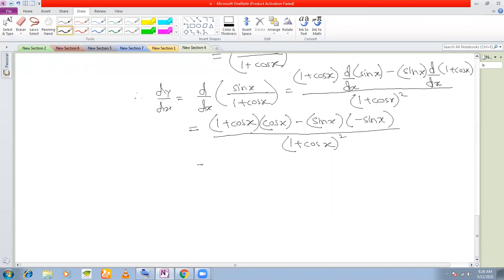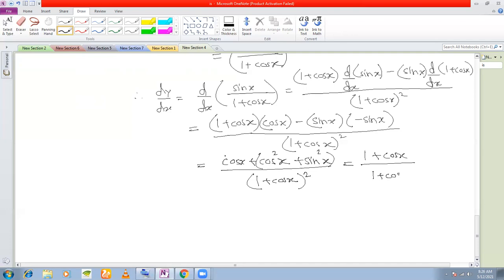Okay, so now you can multiply this, you get cos x plus cos square x, and plus sin square x, divided by 1 plus cos x whole square. Now this cos square x plus sin square x, you combine this to get 1. So you get 1 plus cos x in the numerator, divided by 1 plus cos x whole square.